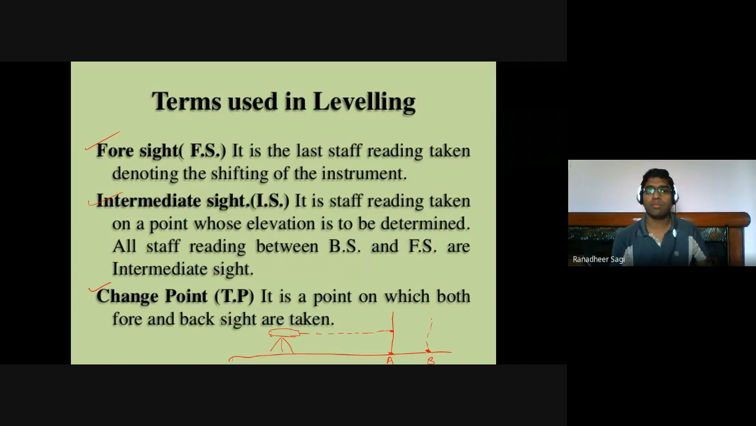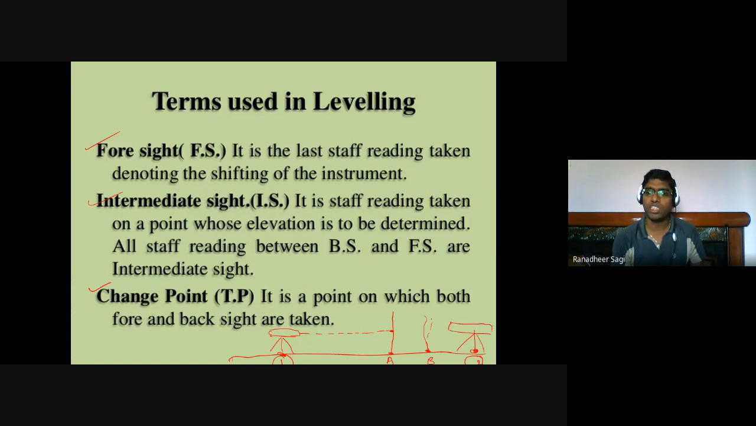When I'm placing my leveling staff at point B, my focus through the telescope of the leveling instrument is not proper, or there is an obstruction in between, a building or a tree. I'm not having a proper focus of the next subsequent path along which I want to determine the elevation. So in such a case, let's say this is point 1, where I had my instrument station earlier. Now I am going to shift my instrument station to some other point, maybe somewhere here, point 2.